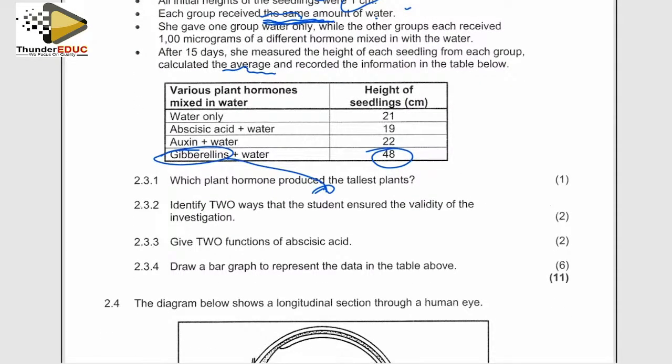They're saying name 2 functions of abscisic acid. So here when you talk about abscisic acid, you can go back to what I talked about yesterday. Abscisic acid is responsible for dormancy, seed dormancy, and also shedding of leaves towards winter, most especially for those plants called deciduous plants. It's responsible for shedding of leaves. They're saying draw a bar graph to represent the data in the table below.